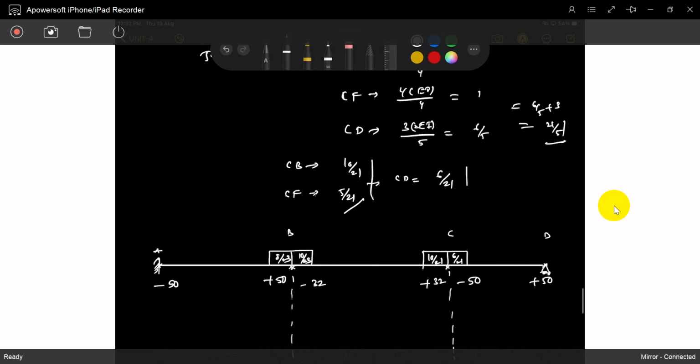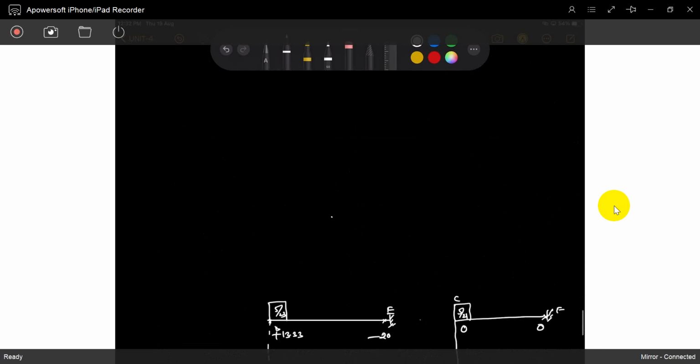Okay, we write everything. So now we will start. Where will we start? Whenever any hinge is there, first we will settle that. Hinge has 0 moment at the end, so we will settle that moment.